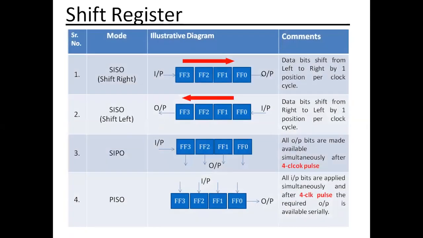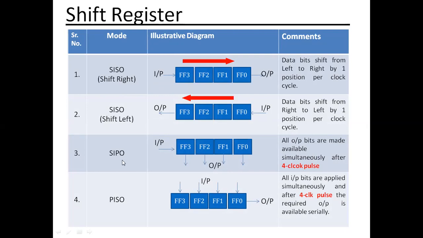Now, this is a summary of the different 4 types of registers. First, here is shown serial in, serial out shift register. Means here we consider shift right. So data is entered from the left side, and one by one when you apply the clock pulse, one data is entered per clock pulse. Similarly, in serial in, serial out shift left operation, data is shifted from right to the left by 1 bit or by 1 position per clock pulse.